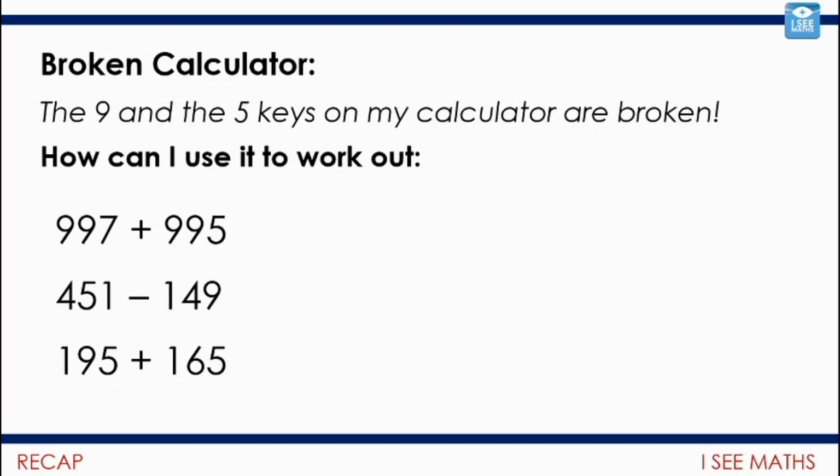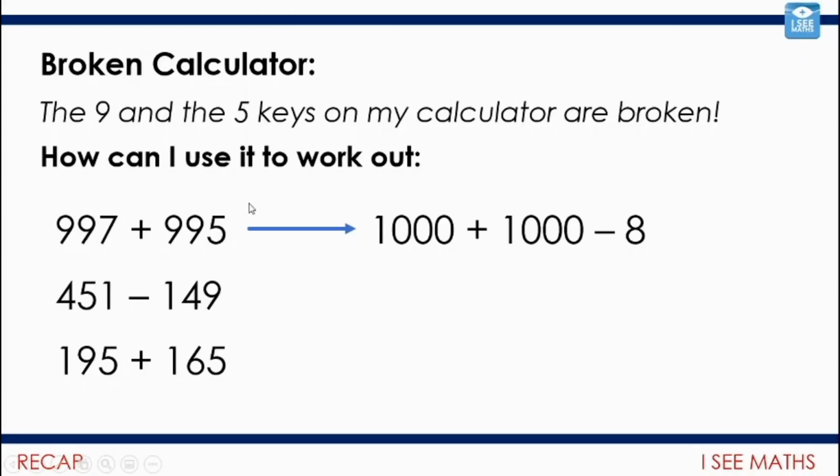So 997 plus 995. Well, I guess I could just do 1,000 plus 1,000 and subtract 8. Well, why subtract 8? I've rounded each number to 1,000. So 3 more to make this 1,000. 5 more to make 995 1,000. So in total, I would have added 8 too many if I just did 1,000 plus 1,000. So I subtract that 8, 1,992.